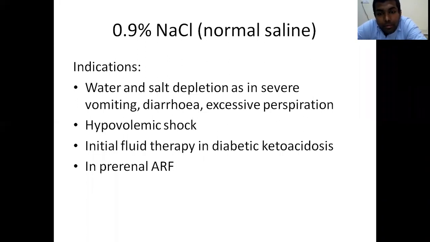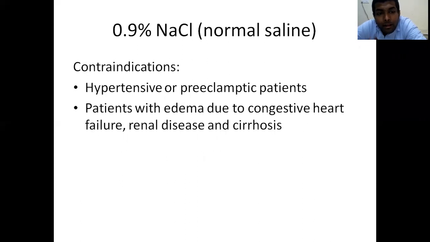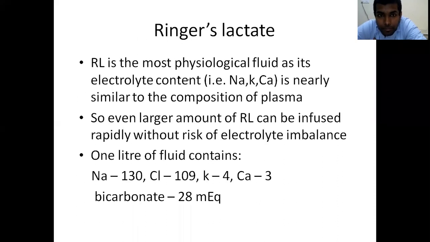Most important for you to remember is in cases of severe water and salt depletion like vomiting, diarrhea, excessive perspiration, and hypovolemic shock. Now, when should you not give normal saline? If the patient is hypertensive or pre-eclamptic. Also in patients who have edema due to congestive heart failure, renal disease, and cirrhosis. These are the patients in which we do not give normal saline.